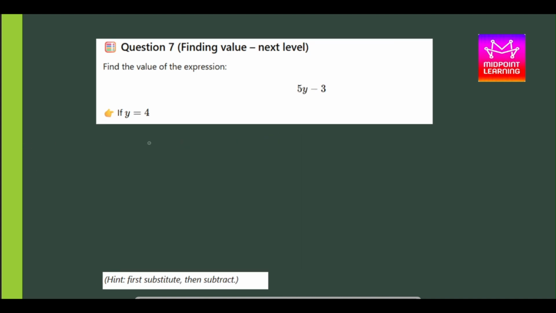Next question, find the value of expression 5y minus 3 if y is equal to 4. So again we will substitute the value of y, then we will multiply first, then we will subtract. You got the same answer? Well done.